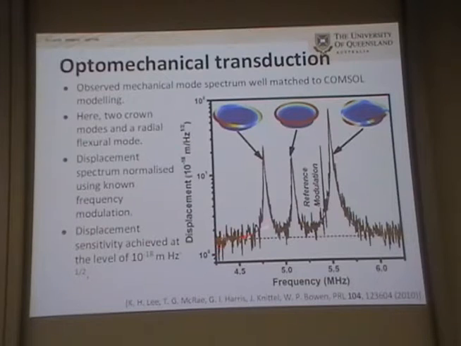This is an example. This is just Brownian motion of the resonances inside the cavity. We've got three resonances: the fundamental crown mode, which is sort of doing this; the fundamental flexural mode, which is doing this; and a second order crown mode, which is essentially the same as this mode, but twice over in one cycle. And looking at this, you can see that the sensitivity we've got is about 10 to minus 18 meters per root hertz. In fact, we do a bit better than that now. We get more like 5 by 10 to the minus 19 meters per root hertz. So pretty good, not good enough yet.